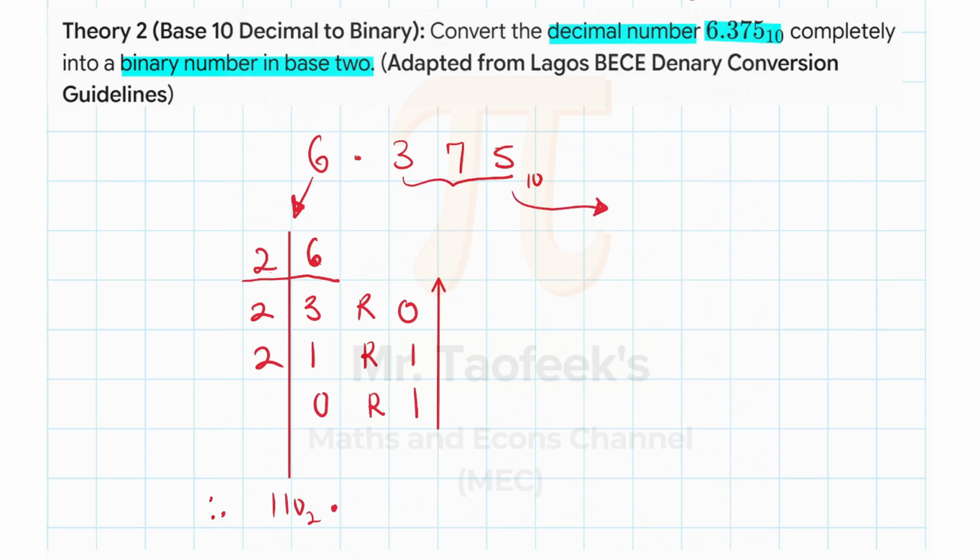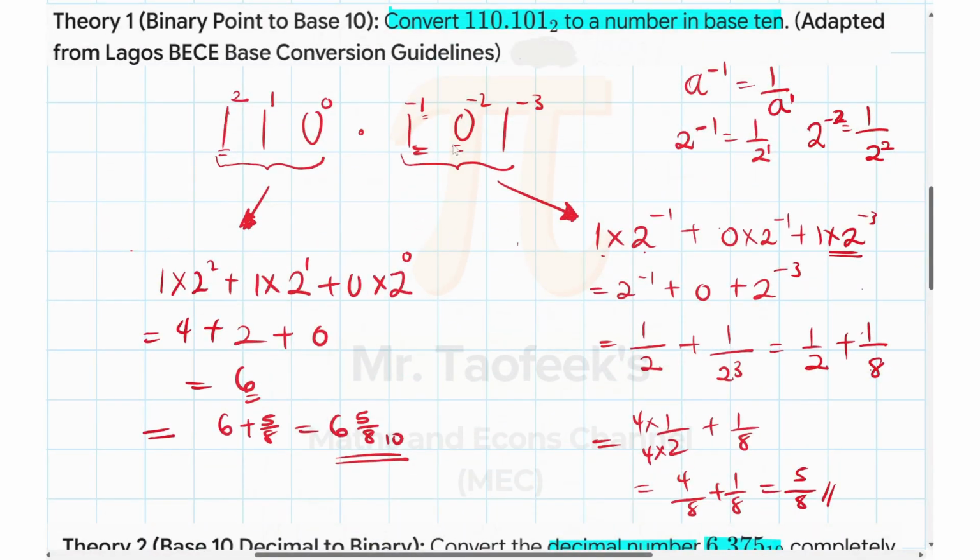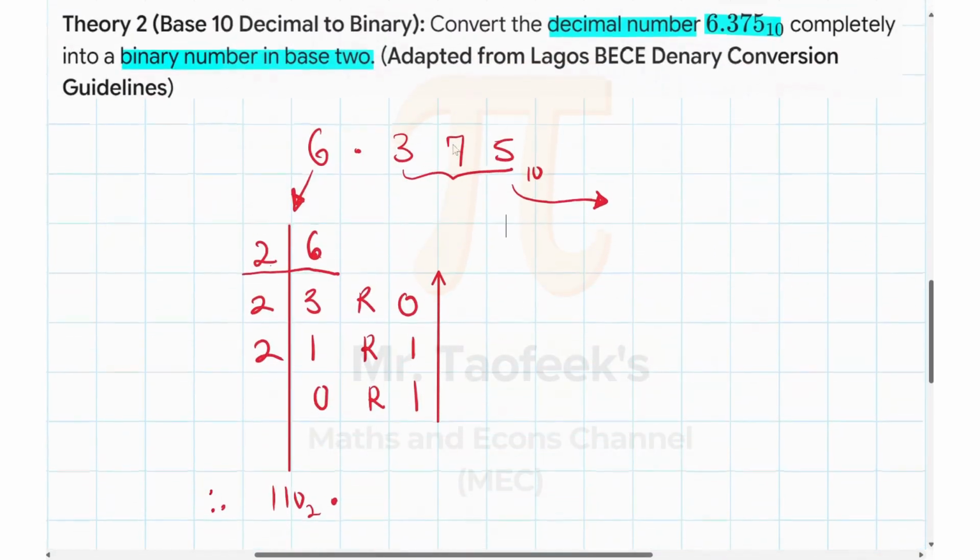Now, this part, some of you might not be sure. If you look at the previous question, what we did was converting from what? From base 2 to base 10. So from other bases to base 10. But in this case now, we are going from base 10 to base 2. So for the decimal part, what do you do?